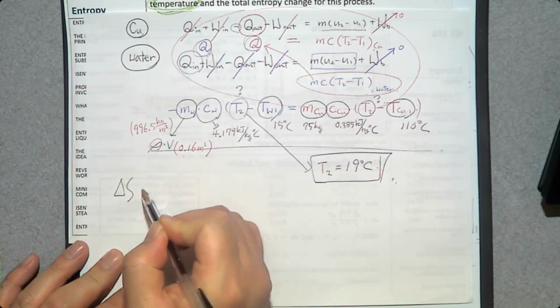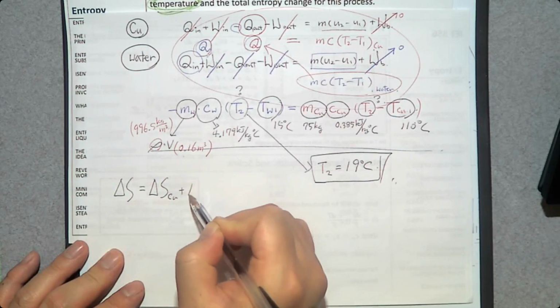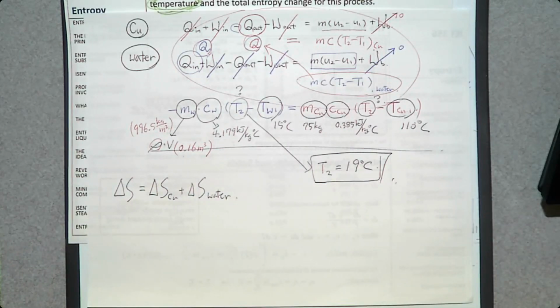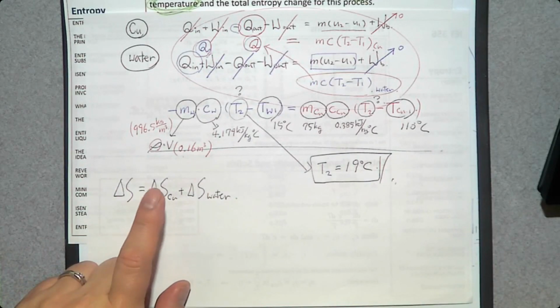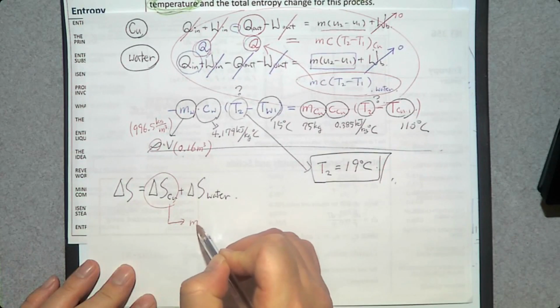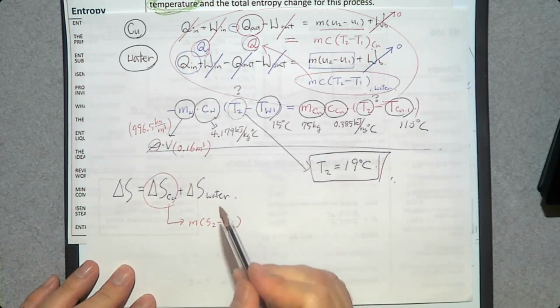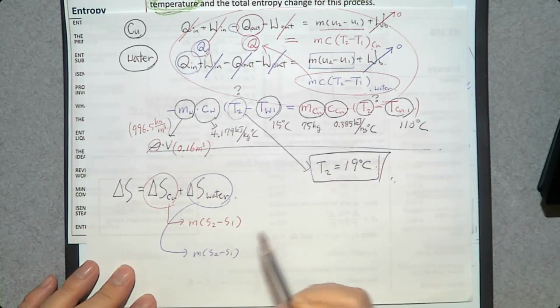Change in entropy can be determined by the change in entropy of the copper block plus the change in entropy of water, right? Because we have 2 systems. If you want to calculate the total entropy change, you need to calculate the entropy change of each system and calculate the sum of these 2. So how do we determine the change in entropy of the copper block? Use this: mass times S2 minus S1. What about this water? Mass times S2 minus S1.